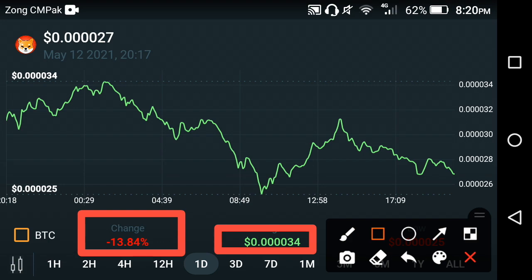So what's your prediction about the Shiba token? My prediction at this time is that it will fall for the next 1 day, and after the next 1 day maybe it can start jumping in the future, friends.